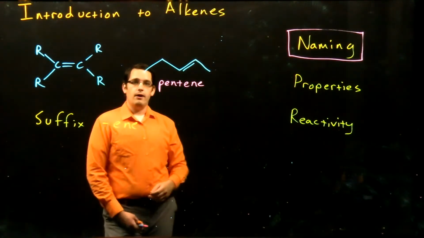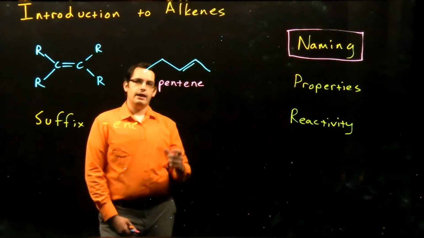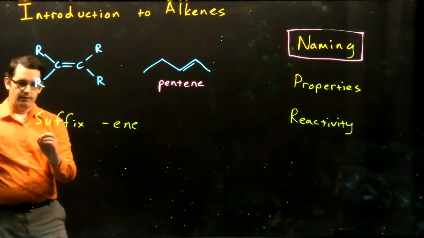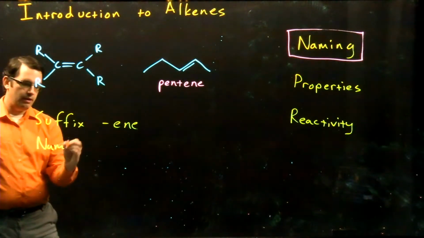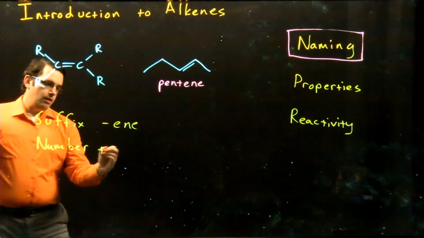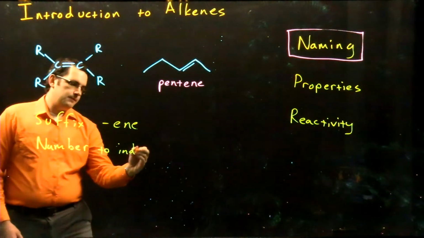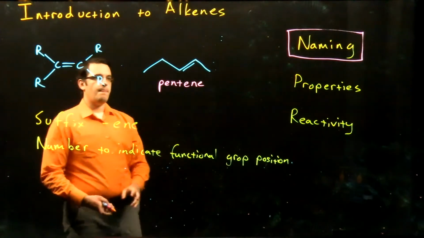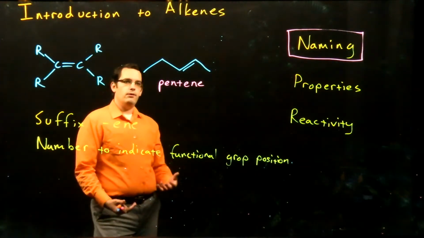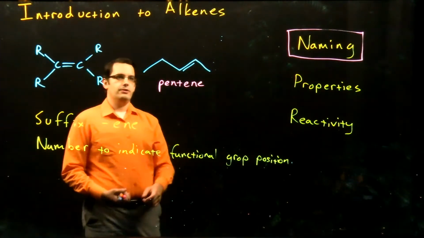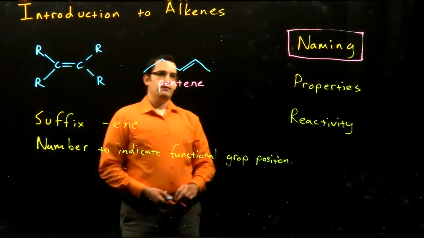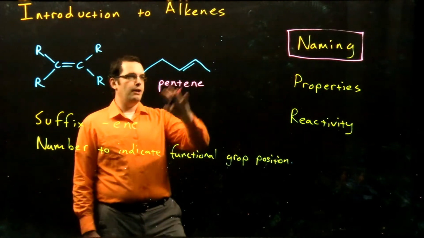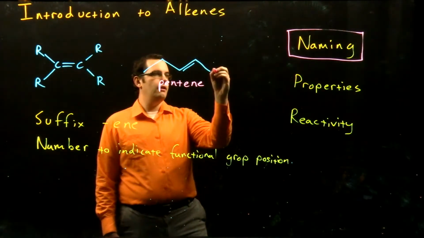Now again, as we saw with our alcohols, we need a number to indicate where that double bond is. So we use that number to indicate the position of our functional group. As always, we want to count so that we give the lowest possible number to our functional group. So since our double bond is closer to the right side than the left side, we're going to want to start counting from the right side.